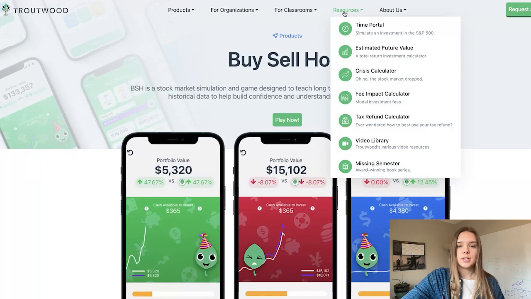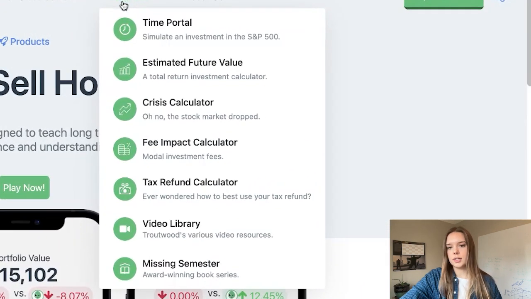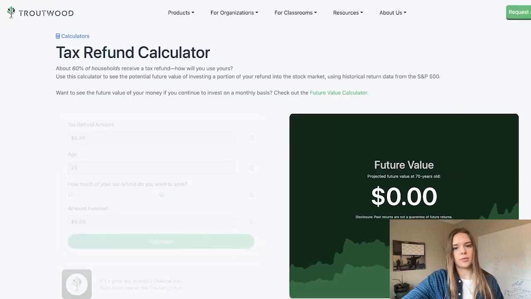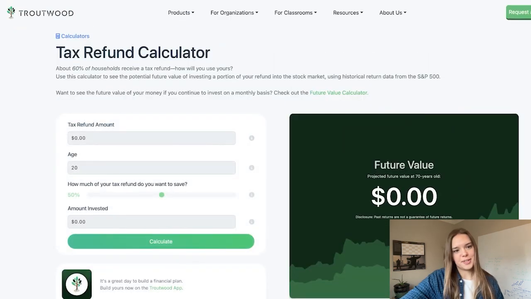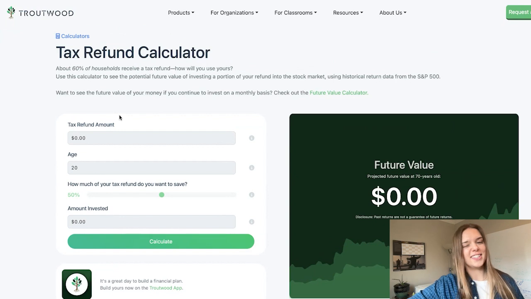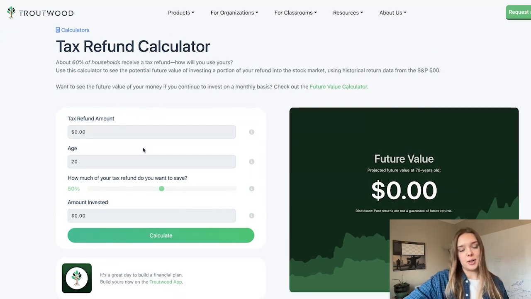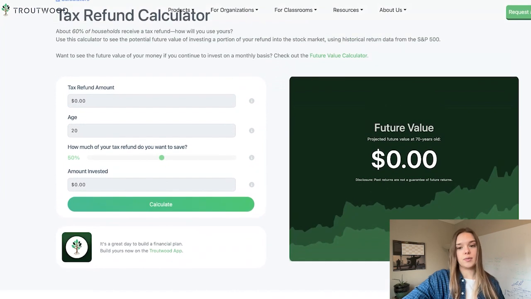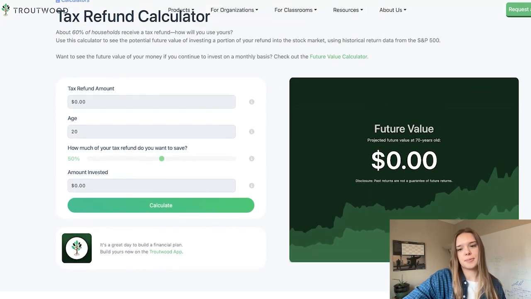And then last but not least, we do have a list of calculators here for free under our resources tool. So you can do estimated future value, crisis calculator, fee impact calculator, and our most recent drop is this tax refund calculator. It's tax season. So anybody who's got a tax refund this year and didn't spend it yet, you can see what it would maybe potentially grow into if you were to invest some of that refund into the S&P 500.